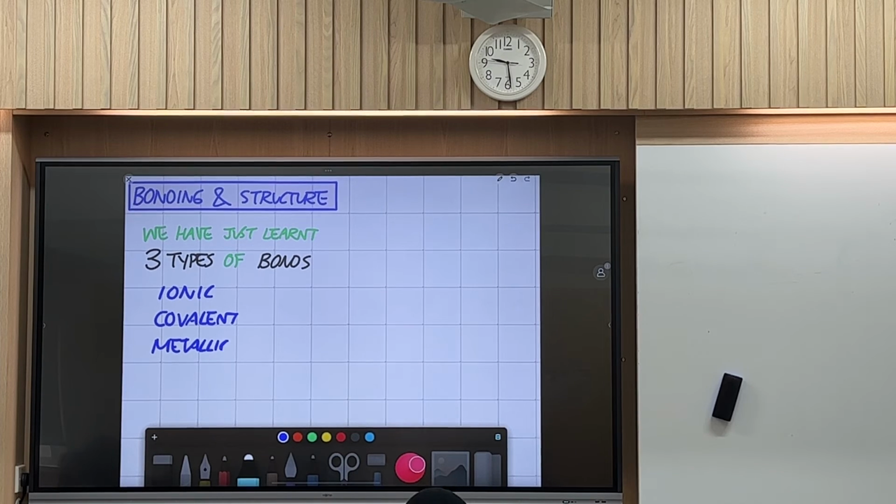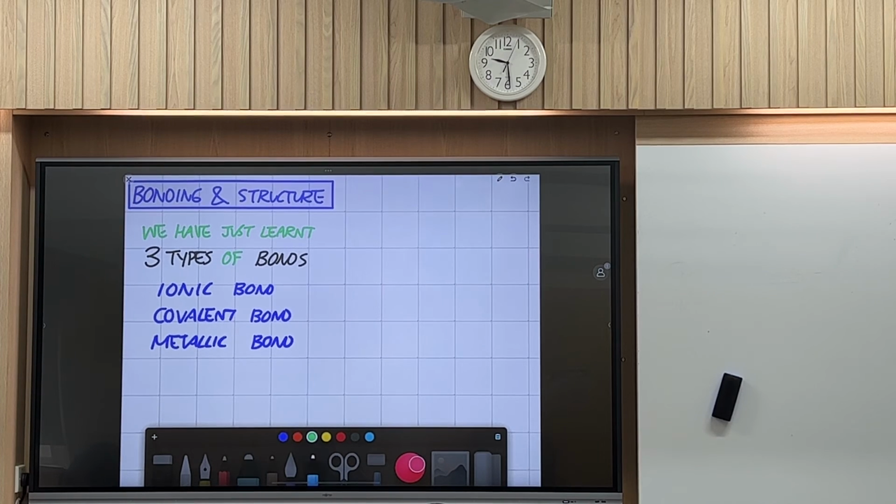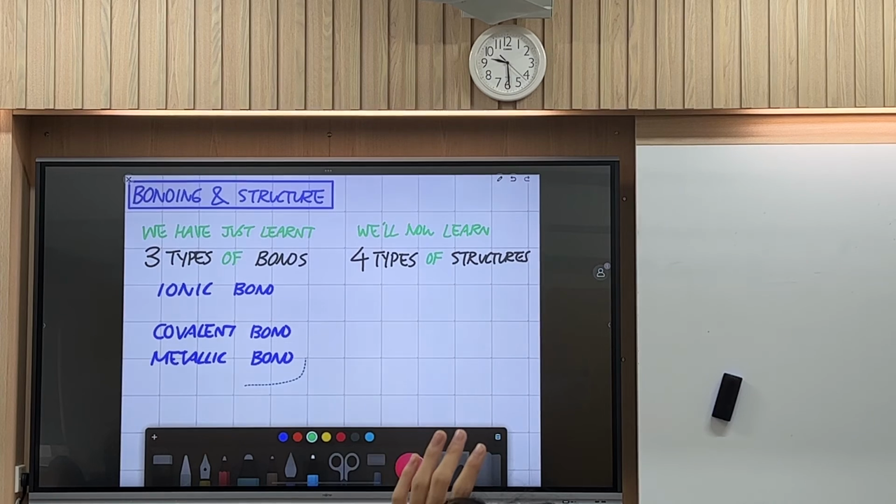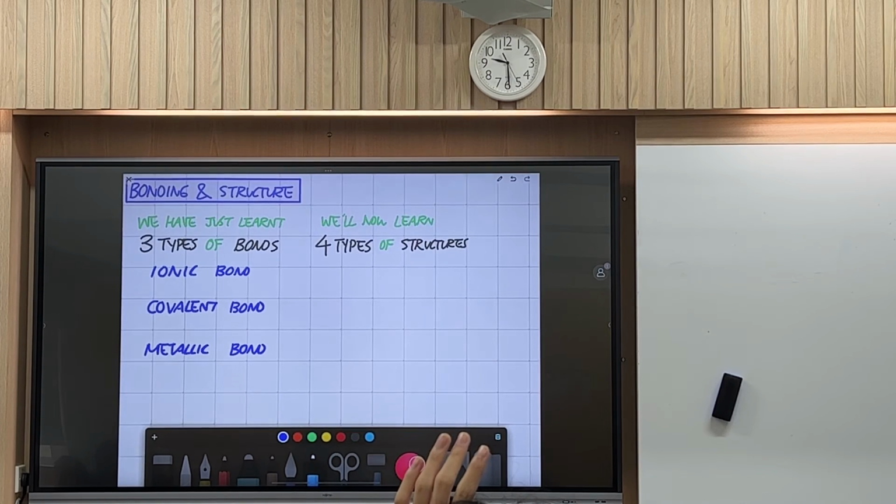We are about to look at a bunch of structures. Bond is just telling you how atoms attract, how things are joined together. Structure describes how they are connected. What shapes do these structures have? We will now learn four main types of structures, which are related to the bonds. First, ionic bond would lead to the formation of what we call giant ionic structure.